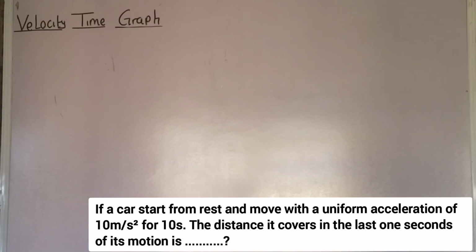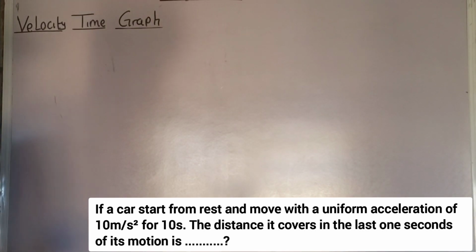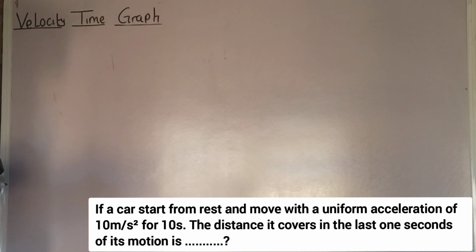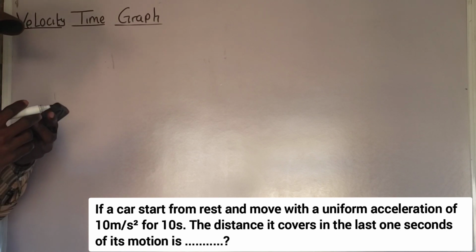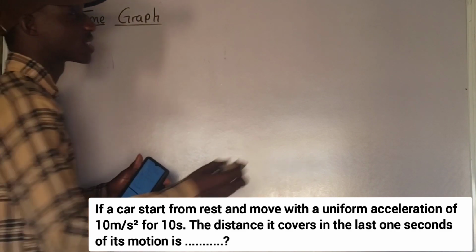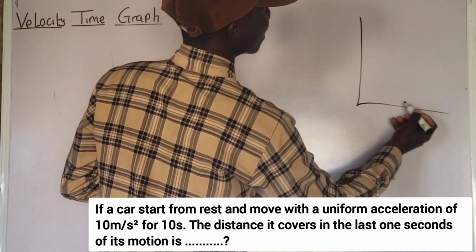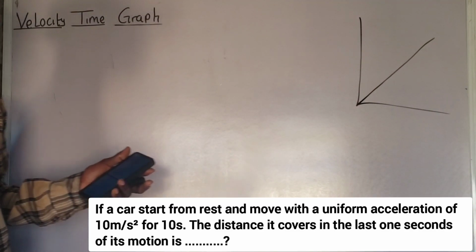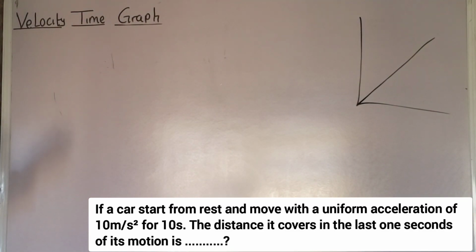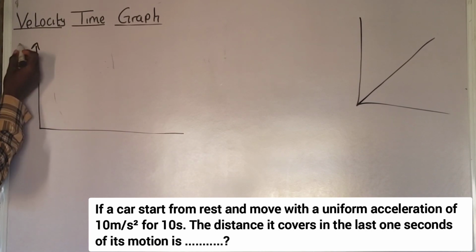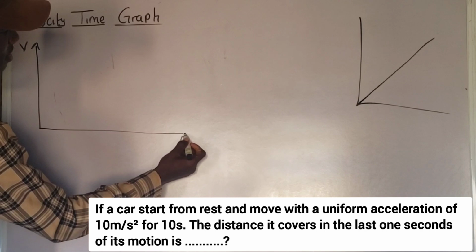Okay, let's draw the velocity time graph. Don't forget that the question says the car starts from rest, you understand, and it accelerates for 10 meters per second squared. Please, I want you to pay attention. We've learned in our previous class that if we have a car that starts from rest, the velocity time graph will look like this. So because the car starts from rest, let's have the velocity time graph. Let this be v, and we have t in this place.